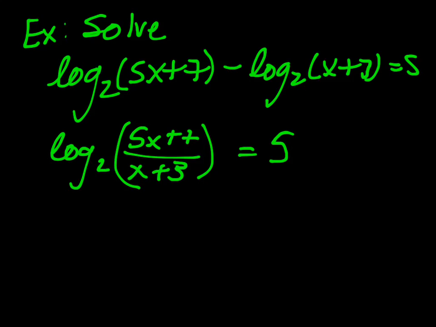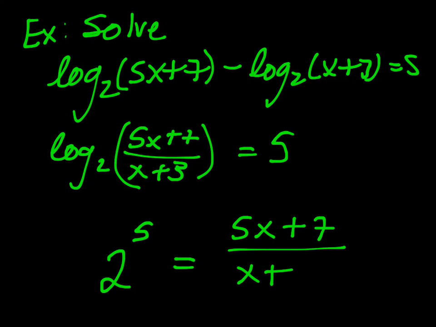In the last video, when we got to a step similar to this, we had logs on both sides. We don't have that in this case. What we need to do in this case is change to exponential form. If you remember, the base of my log becomes the base of my exponential, and what the log is equal to becomes my exponent. So 2 to the 5 is equal to what's inside my log: 5x plus 7 over x plus 3. It's really, really important to be able to do that step.